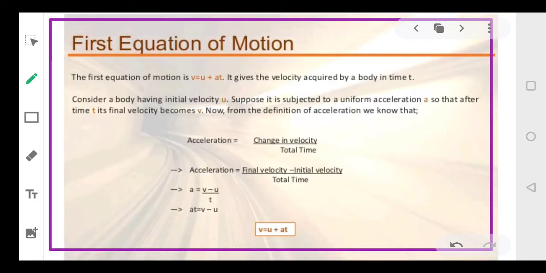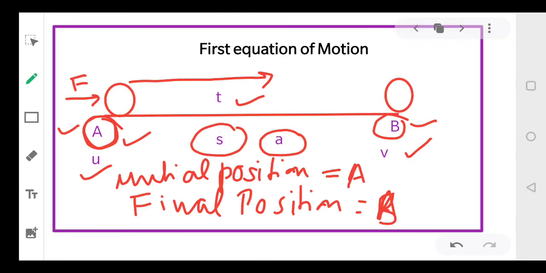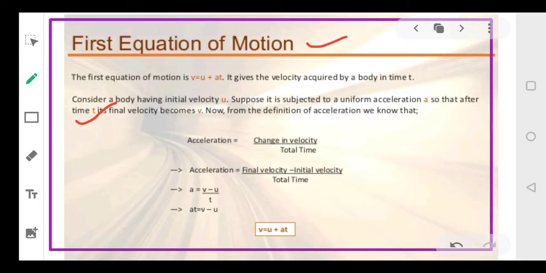Now coming to the first equation of motion, let's begin with this. So I hope you understood the diagram. So this is your statement, means where was the object? The complete thing that I am telling is: the object is at position A, now it is at position B, initially velocity was U, now the velocity is V, time is T, distance covered is S, and the acceleration is A. I hope it is clear. So this comes under your statement.